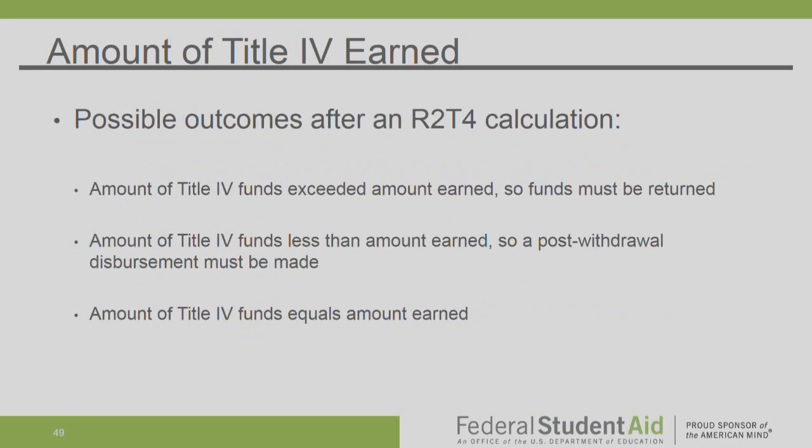And again, as we like to stress, there are three types of possible outcomes to your R2T4 calculation. The amount of Title IV funds exceeded the amount earned, so it must be returned. The amount of Title IV funds were less than the amount earned, so a post-withdrawal disbursement must be made, or the two equal.